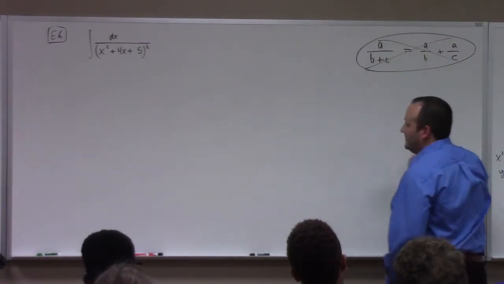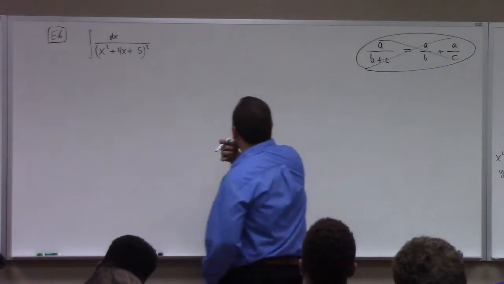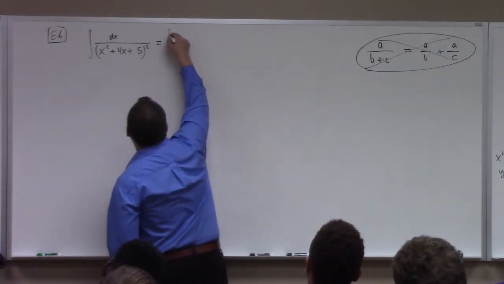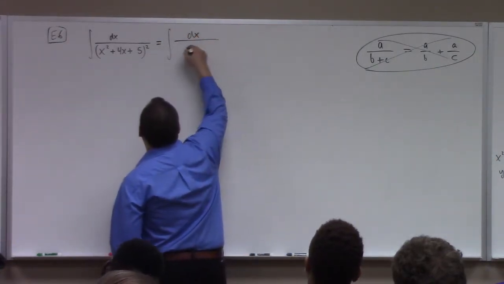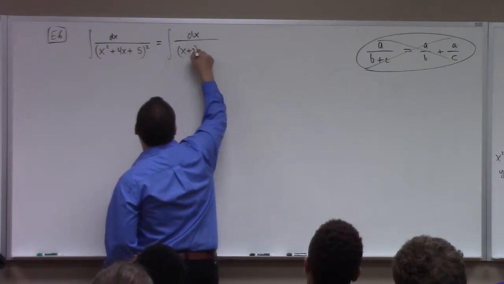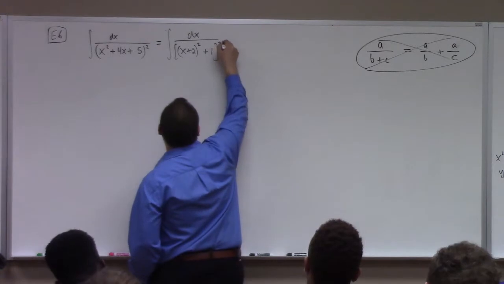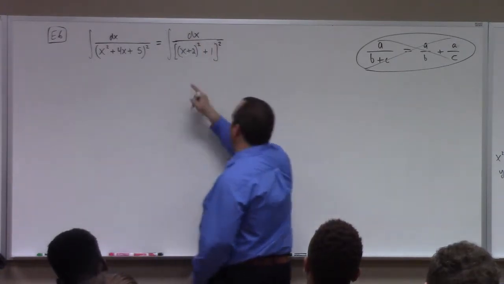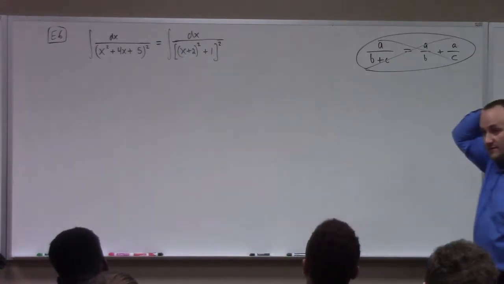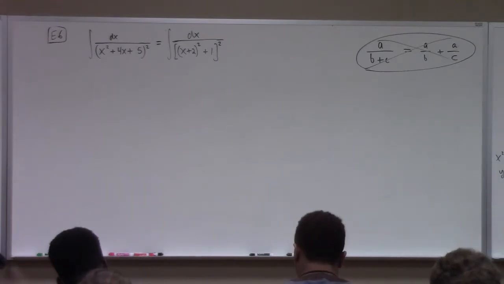No can do. This, on the other hand, what you do is you go, okay, so this is dx over x plus 2 quantity squared, plus 1. Complete the square. Now we're in business. Now it's one of our generic patterns. It's a variable term squared plus a constant squared, right?